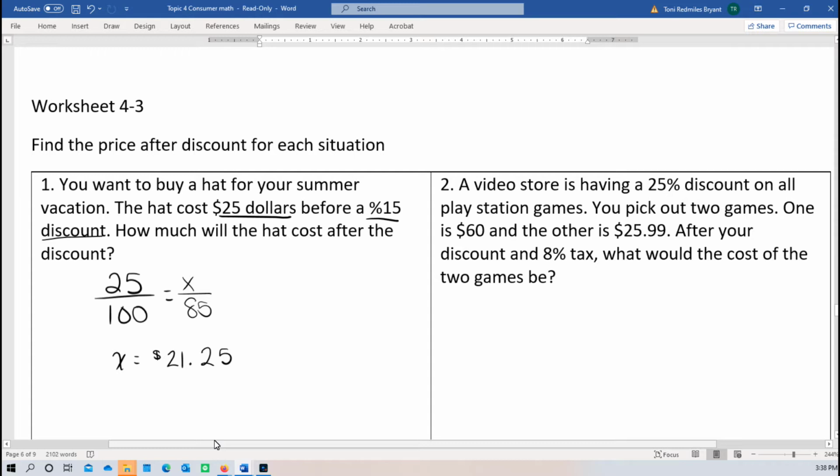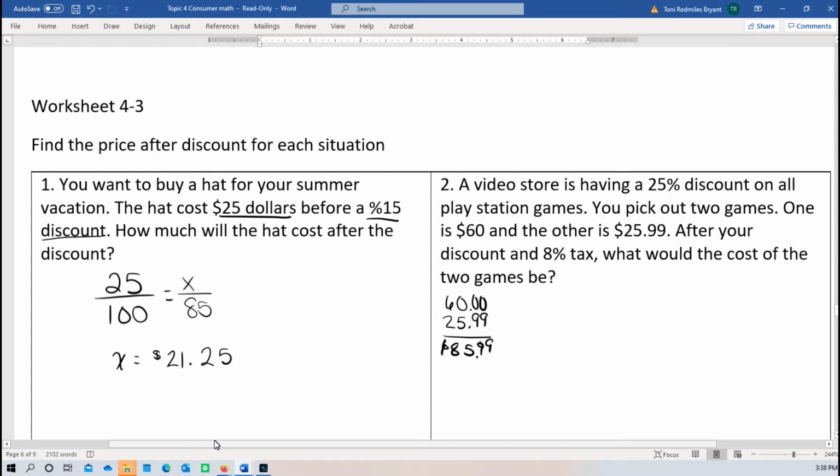A video store is having a 25% discount on all PlayStation games. You pick out two games. One is $60 and the other is $25.99. So let's go ahead and add that up. So our total is $85.99, sorry. After you discount the 8% tax, what would the cost of the two games be?